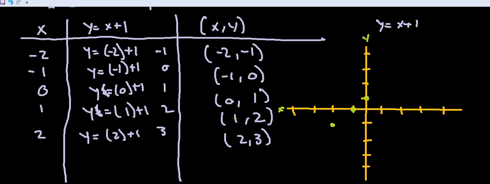Our fourth point is +1 for x, +2 for y, right here. And for our last point, +2 for x, +3 for y. So as you can see, a line is starting to form right here. So let me accentuate that with an actual line.